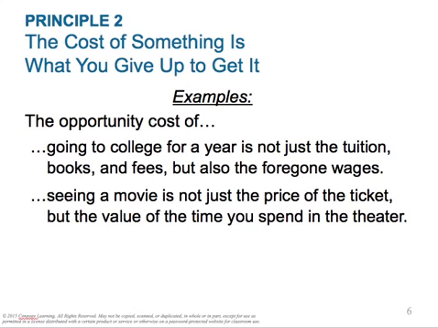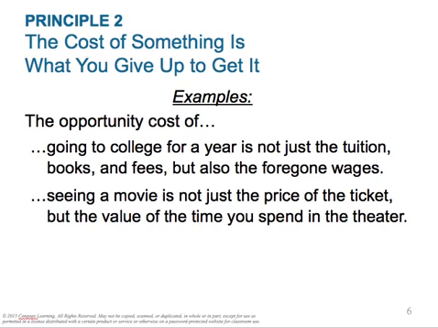Examples of opportunity cost: the opportunity cost of going to college for a year is not just tuition, books, and fees, but also the foregone wages. You're here learning, but you could have taken this time to be working. There's a trade-off there. The opportunity cost of going to see a movie is not just the price of the ticket, but the value of the time you spend in the theater. If you go see a movie, that is time you could be sleeping, time you could be studying. You have to make trade-offs.